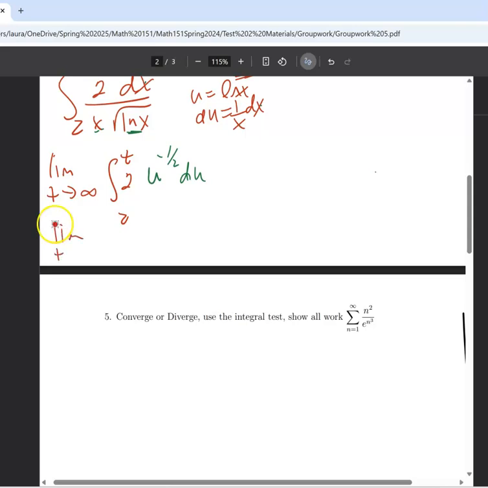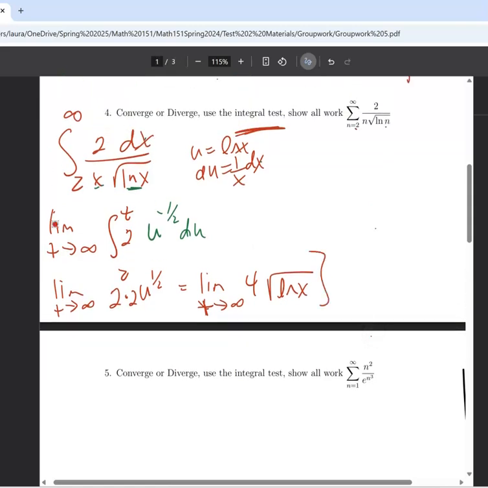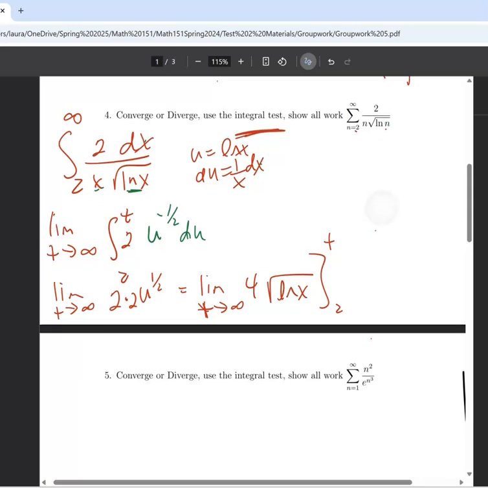So actually, let's go take the integral. So I would get 2. You know that would give me u to the 1/2 over a 1/2, or times a 2. And then right now, I'm going to put the x's back in. Oops, t's to infinity. So I get 4 root ln of x. And then I'm going to say from 2 to t.